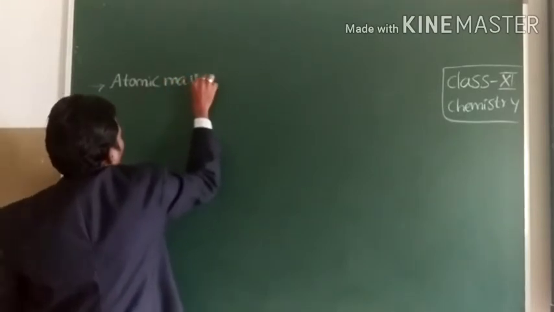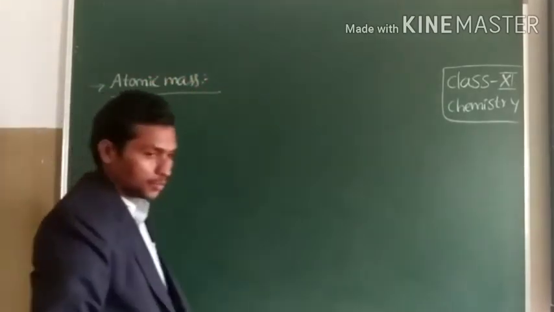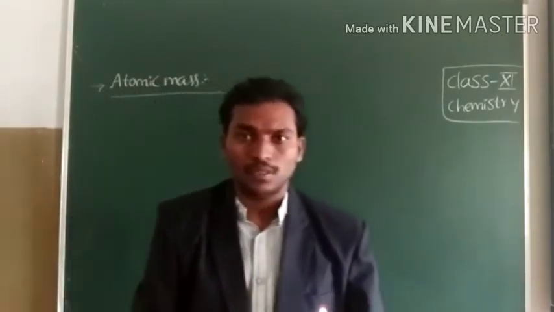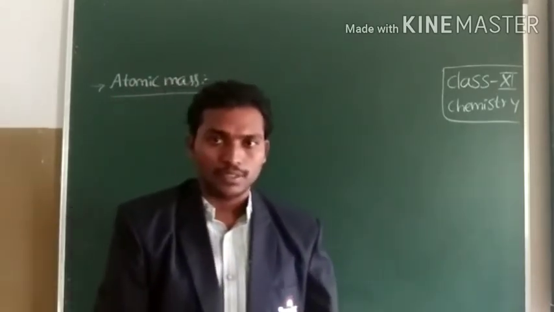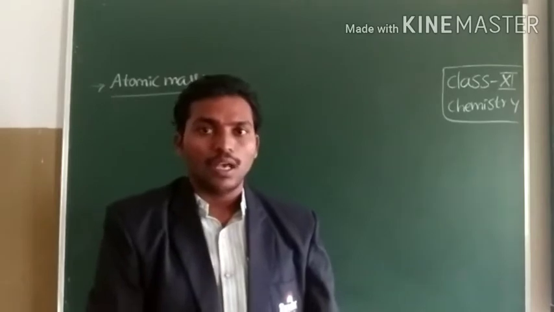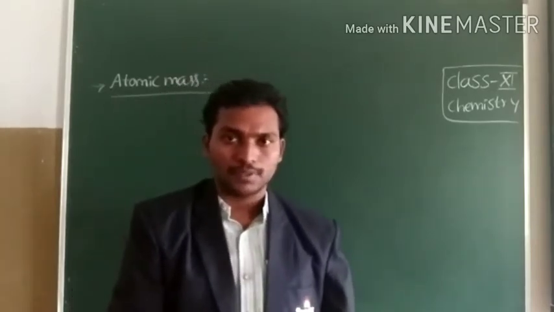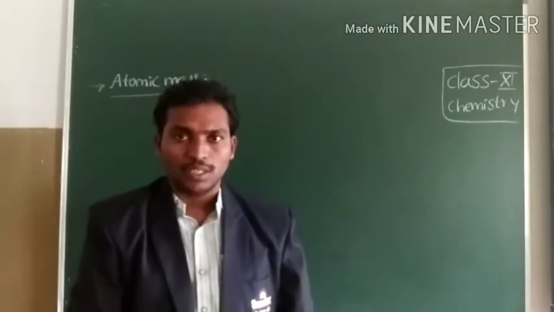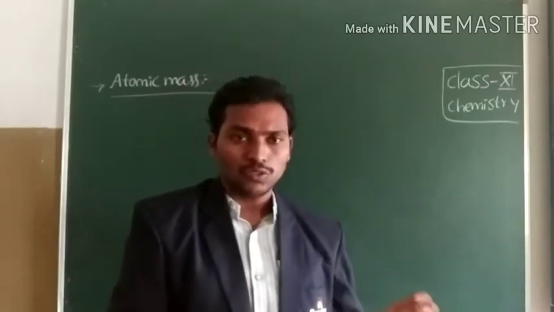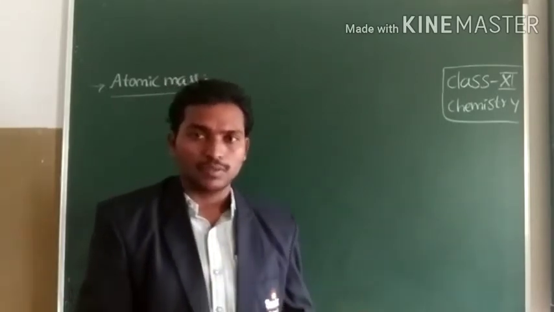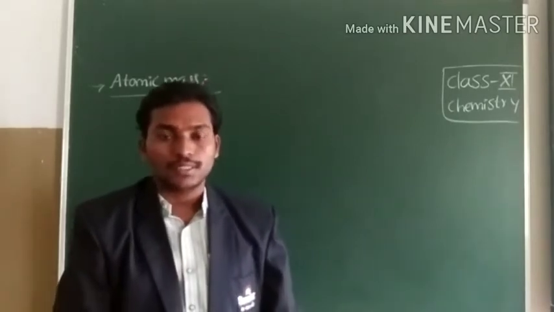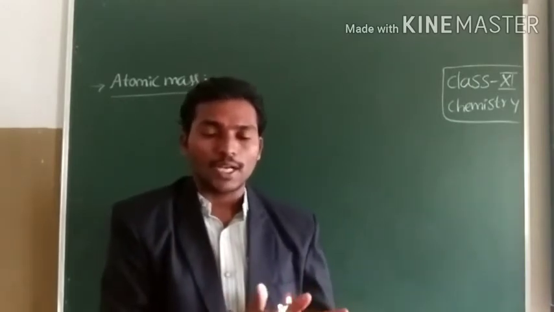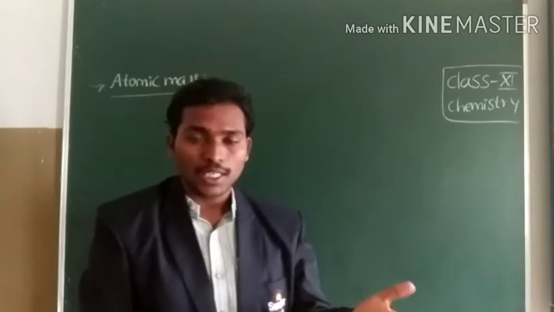Atomic mass and molecular mass. Let's start. According to Dalton's atomic theory, matter is made up of tiny particles. That means according to John Dalton, the atom is the smallest particle of matter which cannot be divided into further smaller units. So it is difficult to find out the exact atomic mass of an atom. So scientists have considered a standard element or reference element to find out the atomic mass of the element, that is called relative atomic mass.